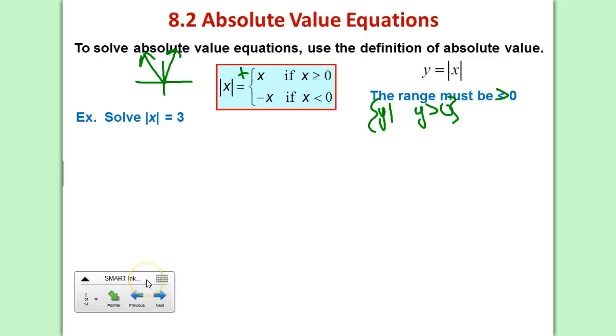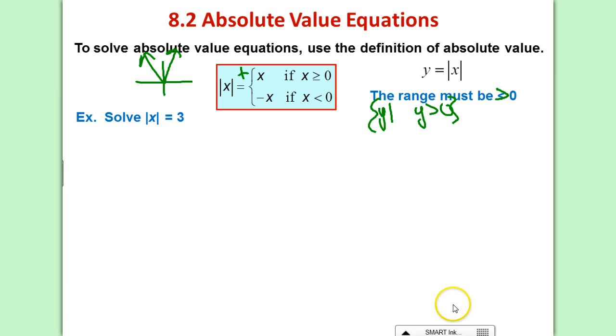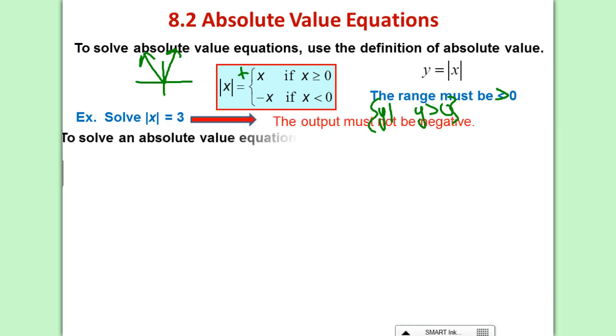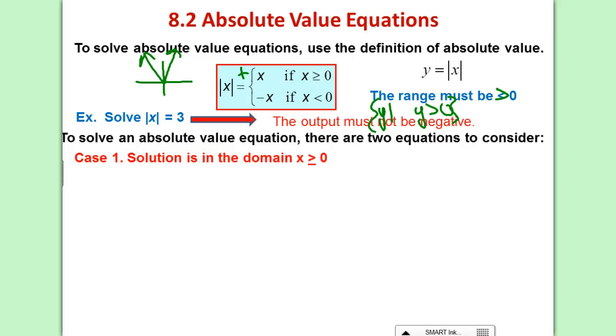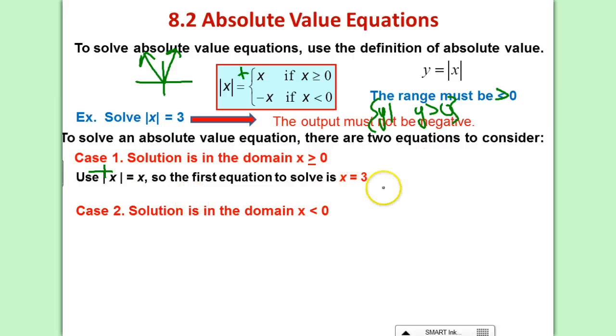So if somebody asked you to solve, when is the absolute value of a number equal to 3? You could probably solve this intuitively, but let's look at how we would do that. The output must not be negative, of course. To solve it, you'd write case 1, which I'm going to call, as we always do, the positive case. When is the absolute value of x equal to x? The first equation would be x equals 3. How do you solve that? Well, x equals 3.